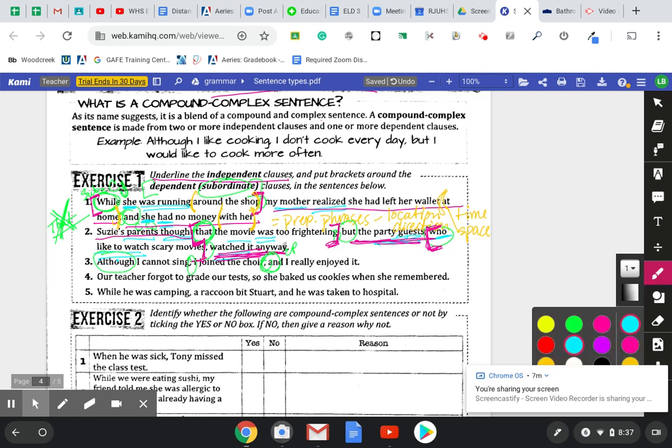Next, I'll identify my subjects and verbs. So although I cannot sing, can, because remember we don't look at that not. Can sing is my verb. Who or what can sing? I. And then the next one, I joined the choir. What's my verb? Joined. Who or what joined? I joined. And I really enjoyed it. What's my verb? Enjoyed. Who or what enjoyed? I. Okay. So now let's go through and identify. Although I cannot sing, because we have that although, it becomes dependent. And then I joined choir, independent. I really enjoyed it, independent. That one was kind of easy.